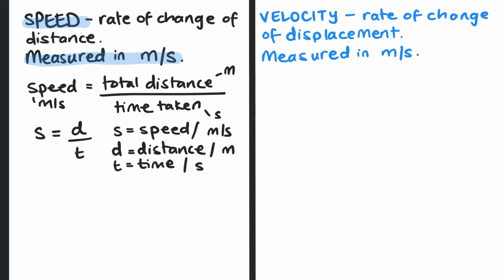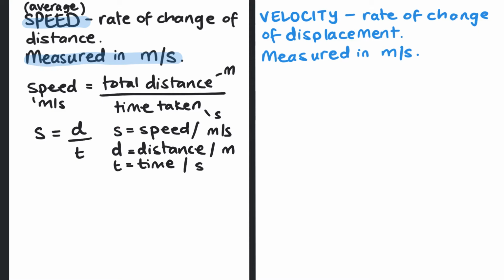Now typically throughout a journey, the speed wouldn't remain constant, it would change throughout because an object might have to speed up or slow down for various reasons. So what we're actually working out here is an average speed, and that's because we're using the total distance travelled divided by the total time taken.